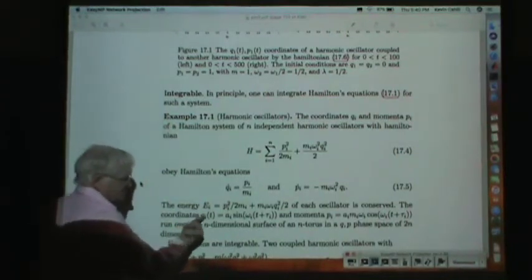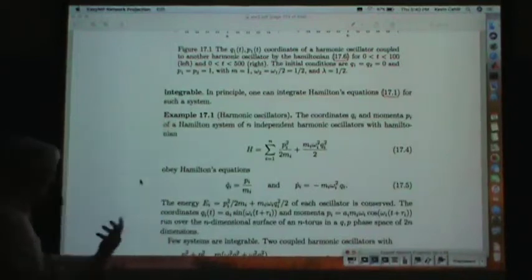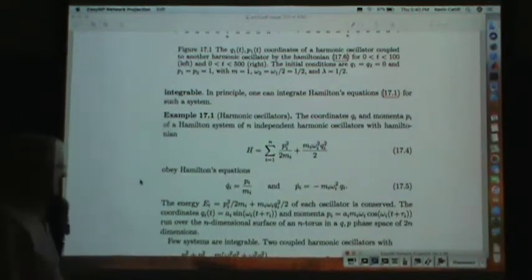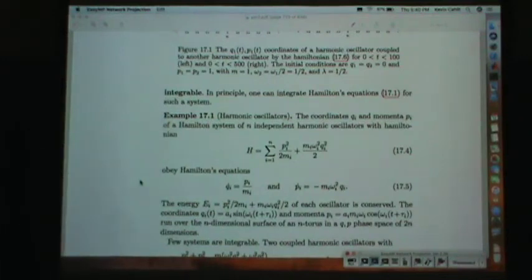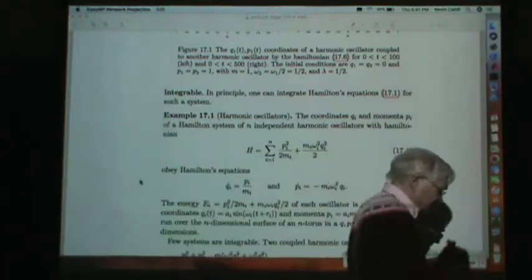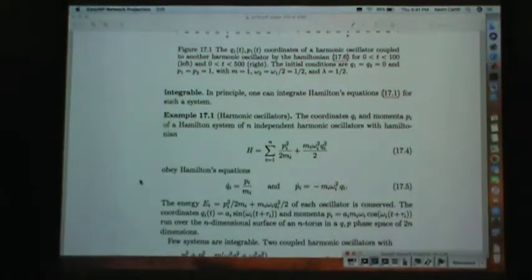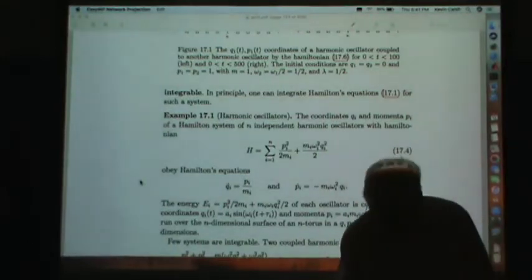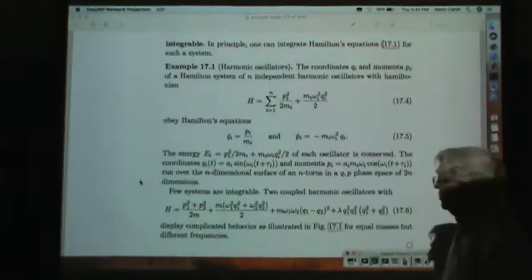These variables, the q's and the p's, run over the surface of an n-torus in a phase space of 2n dimensions. And for such a system, the areas or volumes in phase space are conserved as the system evolves in time, and it's all very simple. On the other hand, few systems, as I said, are integrable.